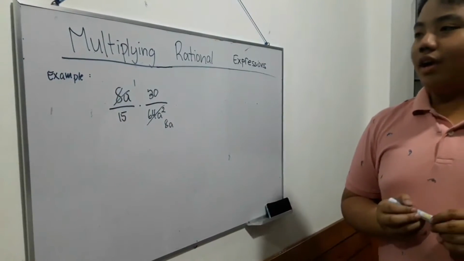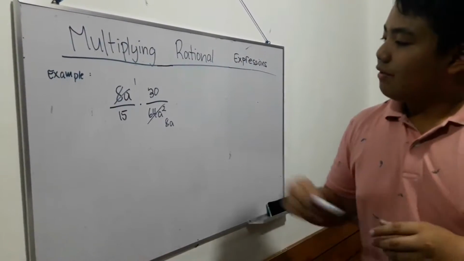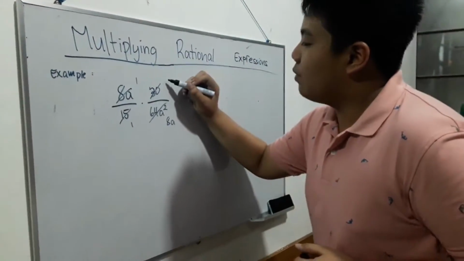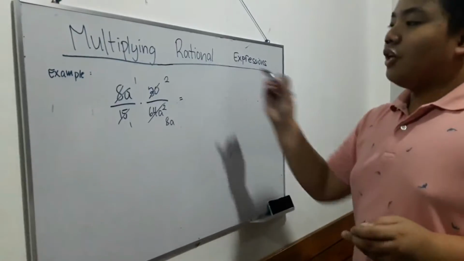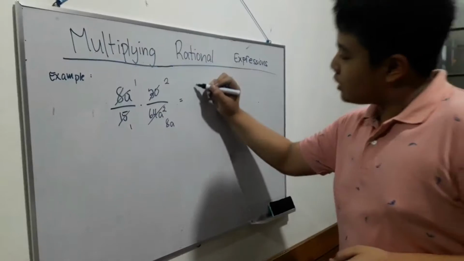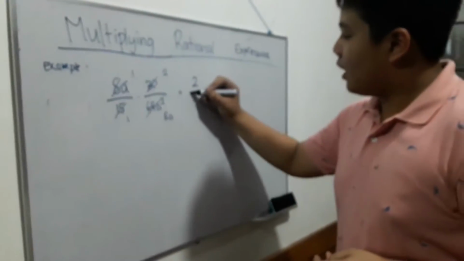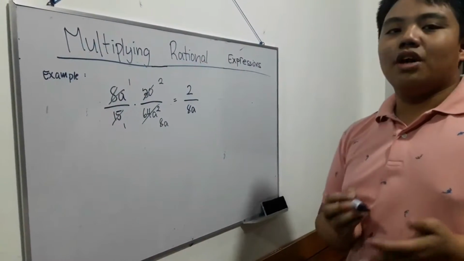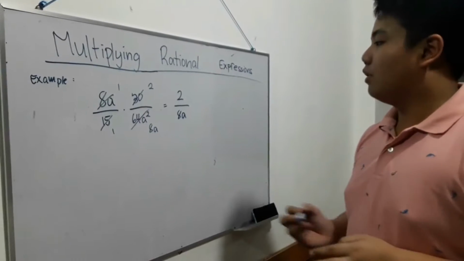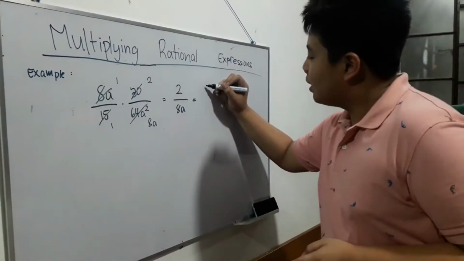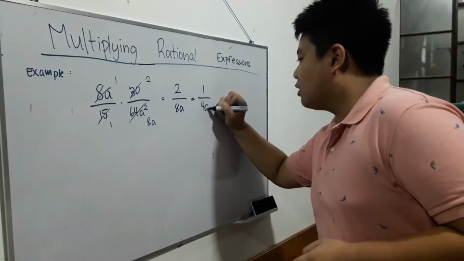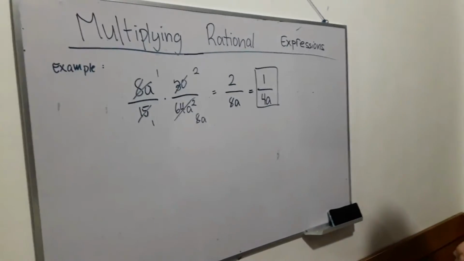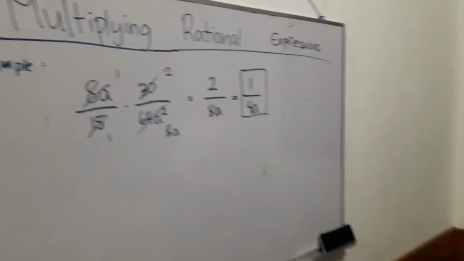And you can still cancel 15 and 30. If you do this, 15 will become 1 and 30 will become 2. Then, you multiply. 1 times 2 is 2. 1 times 8a is 8a. But it's still not the final answer because you have to put it in simplest form. So, it will become 1 over 4a. You always have to remember to encircle or box your final answer.